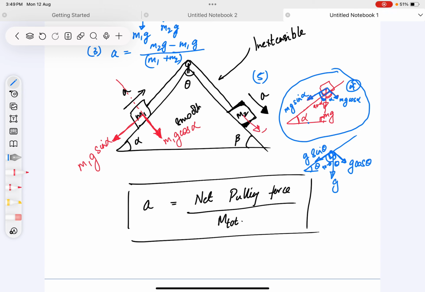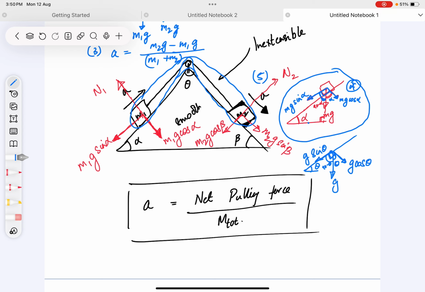Down the incline, it is m2g sine beta. Perpendicular to the incline, it is m2g cos beta. Over here, the normal will balance the cos component, m1g cos alpha. Here also there will be one more normal that will balance the m2g cos beta. The tension from the string becomes internal to the system. That is not going to increase or decrease the acceleration of the system. Right.